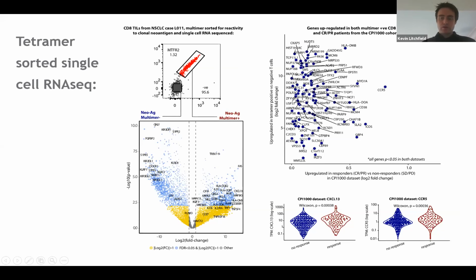And we saw a strong outlier there. CXCL13 came up as highly significant in terms of upregulation in the tetramer positive T cells, as well as also highly upregulated in responders compared to non-responders. And again, I think that supports other evidence that's been previously published that CXCL13 is critical to driving an anti-tumor immune response.